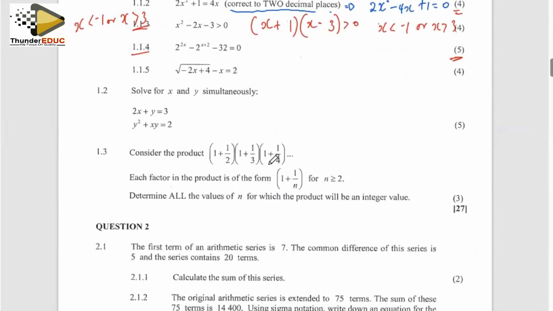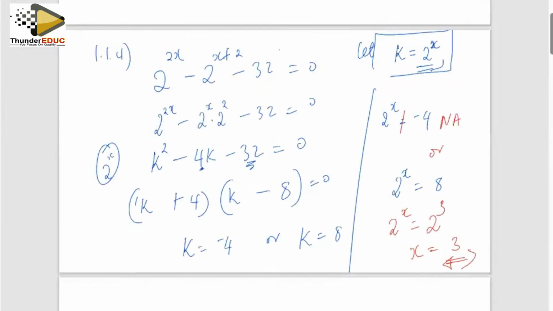And then 1.1.5, where we have the third form. Step number 1, we isolate the root. So that's going to be negative 2x plus 4 is equal to 2 plus x, or x plus 2, either way. So that is step number 1. Step number 2, we need to square both sides. The moment we square this side, the root falls away. So we're going to be left with negative 2x plus 4.